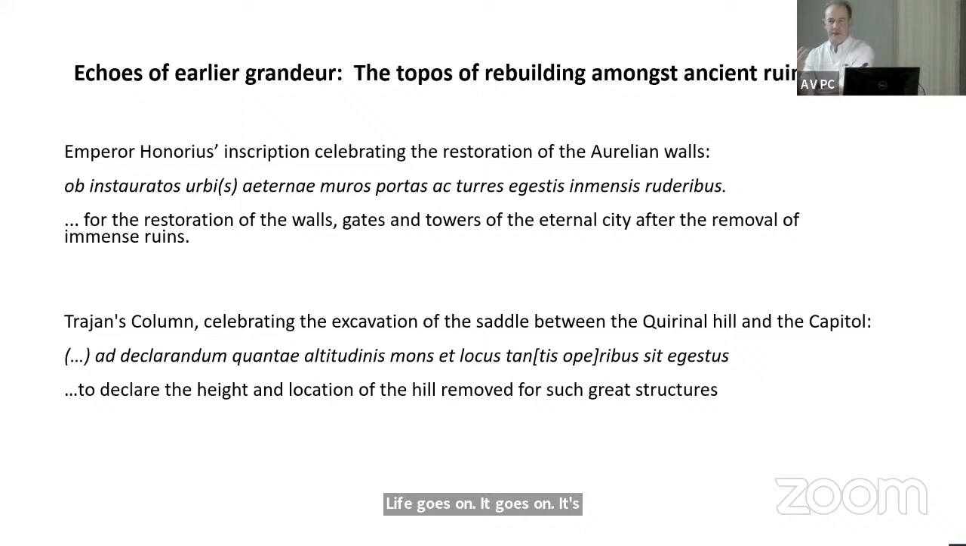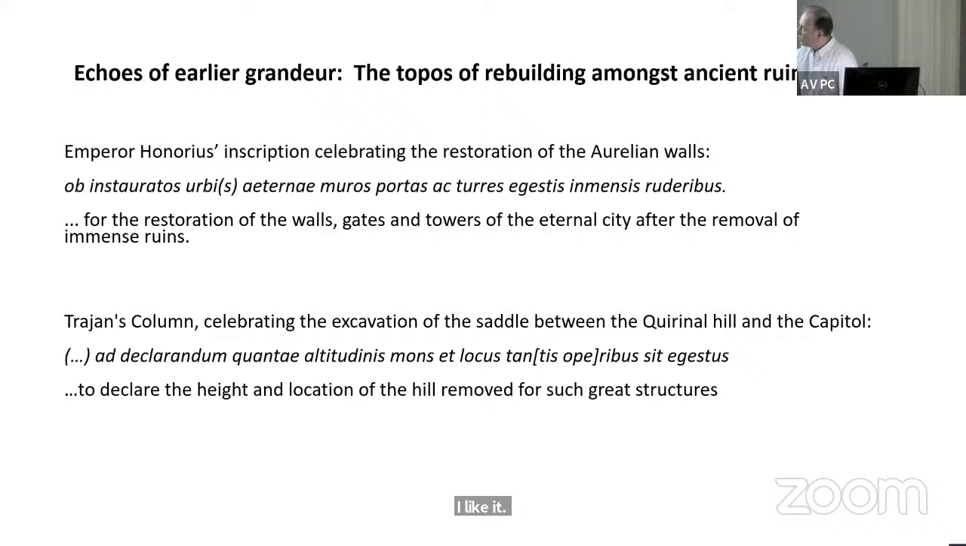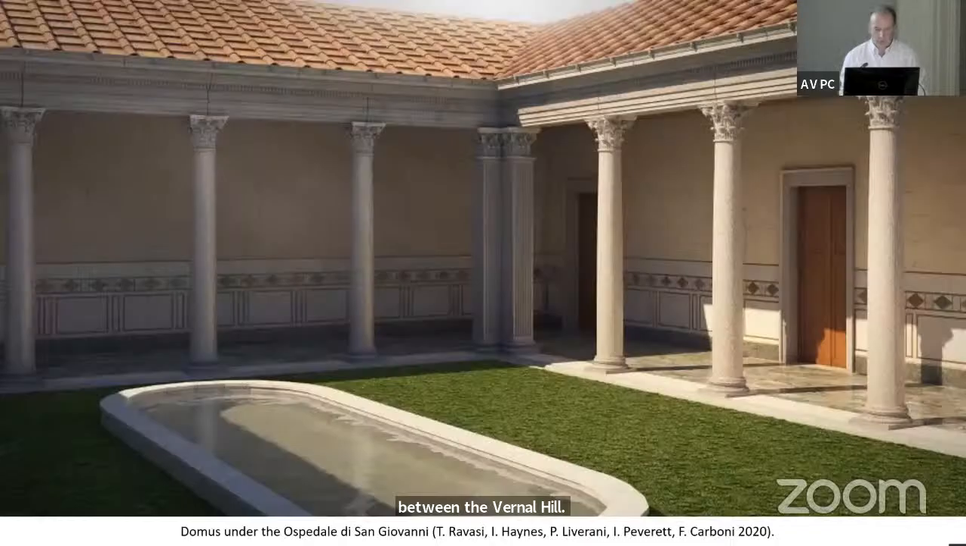But there is another thing that I think is extremely interesting with the evidence that we have, that the literary evidence is often referring to the way in which ruins are being removed. And of course, this makes sense. Obviously, we think about that which endures, we tend to model that which endures, but the number of things that are being removed, sometimes leveled, with consequences for ground surface, is one of many. And this is celebrated as its own form of monumentality, the removal of ruins, the repurposing of ruins. For example, it celebrates the excavation of the saddle of land between the Pyrenean Hill and the capital. So these are other kinds of monumentality.